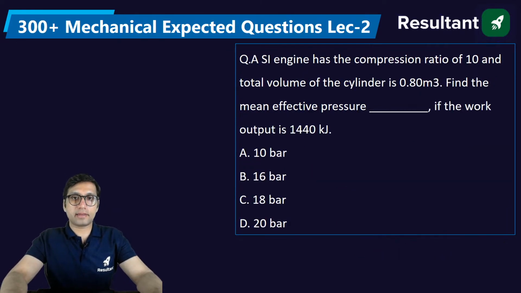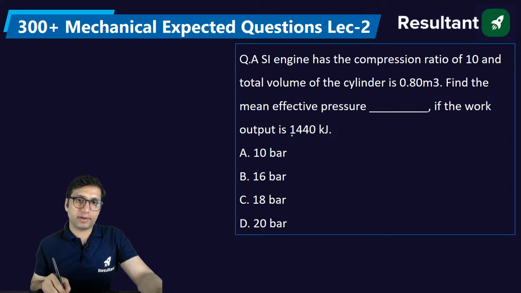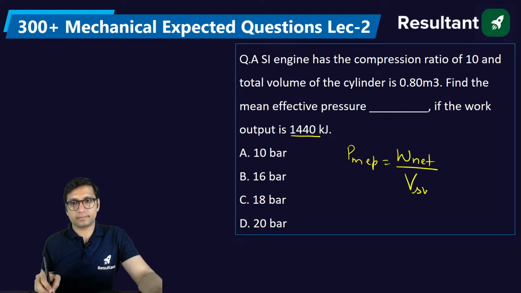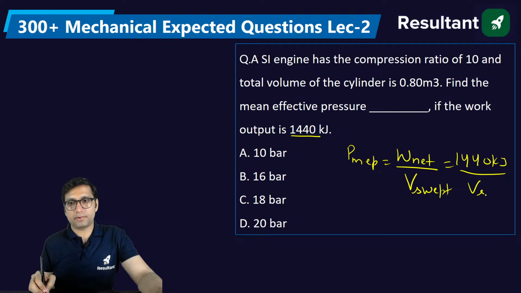Next, SI engine has compression ratio of 10 and total volume of the cylinder is 0.80 meter cube. Find the mean effective pressure if the work output is 1440 kilojoule. You have to find the mean effective pressure. The mean effective pressure is net work output to the swept volume. In this question, the net work output is already given to you. We have to get the swept volume value.